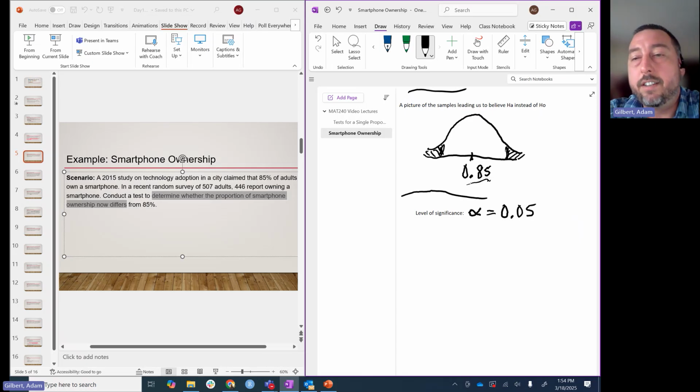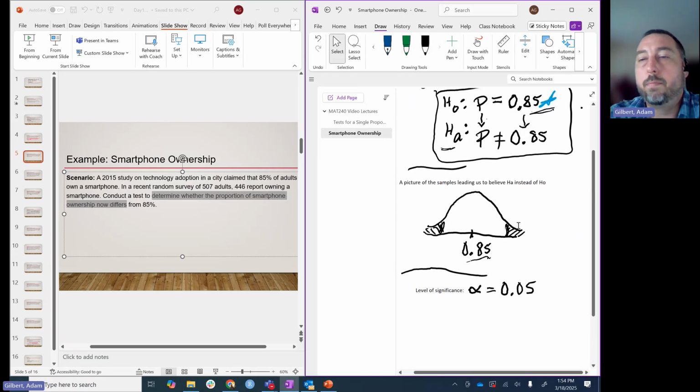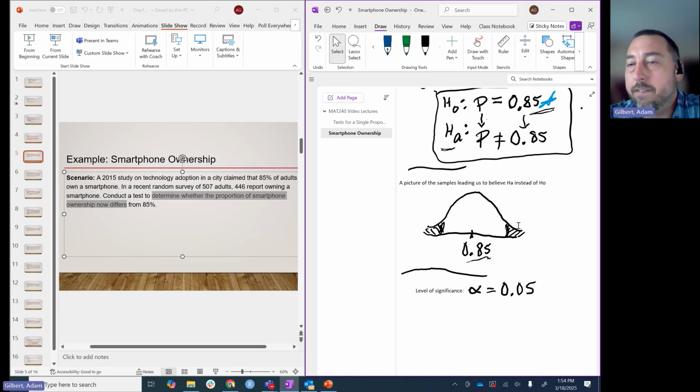What this means is that if our sample data appears with less than 5% likelihood, we're going to reject the null hypothesis and accept the alternative instead, claiming that our data was generated from a population whose population proportion of adults owning smartphones is not equal to 85%. It is something different.